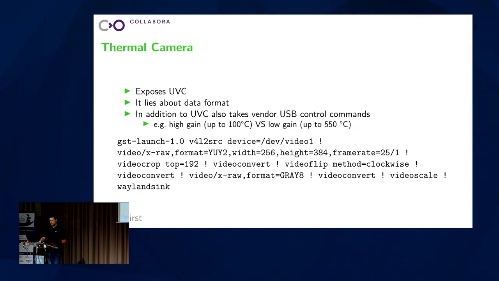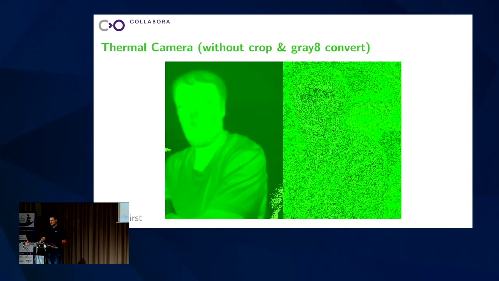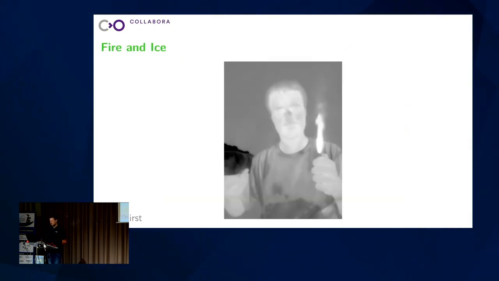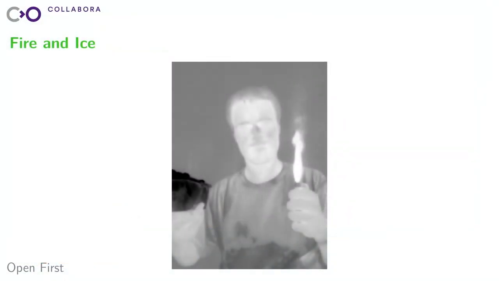So I mentioned it lies about the data format. You can see that I have a GStreamer pipeline that modifies data a little bit. If it's not modified, you actually get this kind of picture. So that's not really what I expected. After applying the pipeline, I got to this. So on the one hand, there's some ice, and on the other hand there's a lighter, with the idea to have the minimum temperature and the maximum temperature to figure out how to interpret the data. I'm actually still working on that part. As you can see, I get some kind of image, but I do not yet have the absolute temperatures, and in some cases I still see some glitches, so it's not yet perfectly reverse engineered.